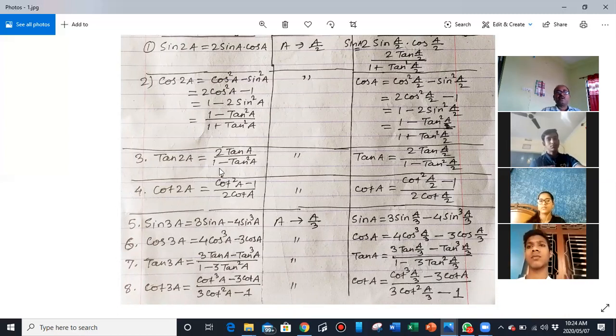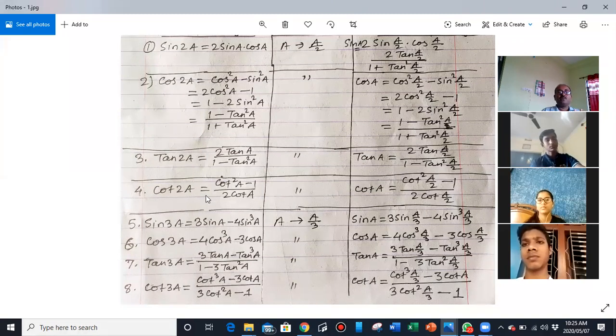So you know tan 2A is 2 tan A by 1 minus tan square A. So its sub-multiple form will be tan A equal to 2 tan (A by 2) upon 1 minus tan square (A by 2). Now for the next 4 numbers, all use the same technique.